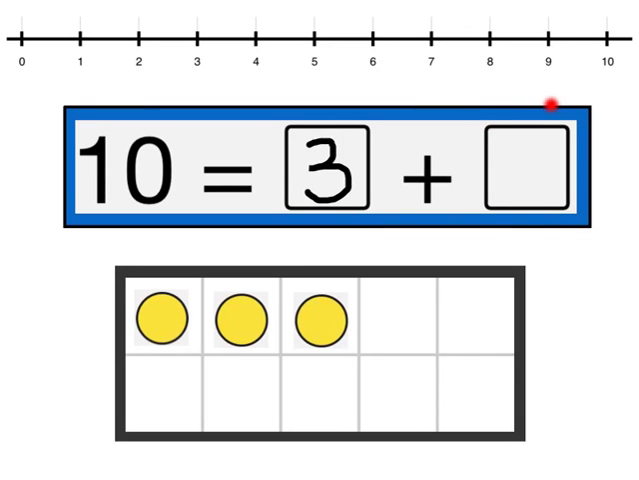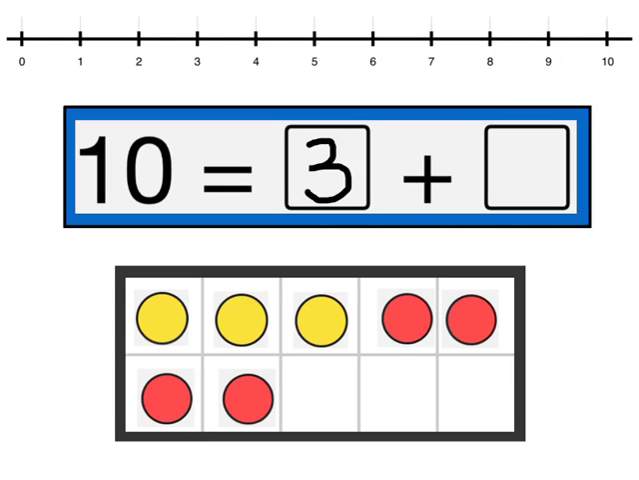Now, I need to solve the mystery of how many more I would need to add on to make a total of 10. This time for our second group, I'm going to use red. So I'm going to just keep filling this 10 frame until all the spaces are filled. And that will show that these two different groups, when added together, would make 10 altogether.